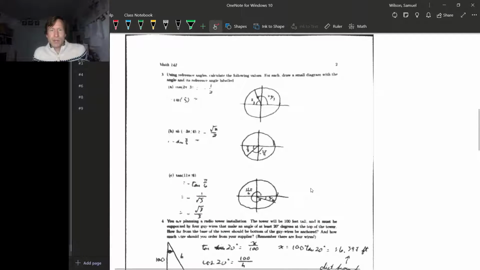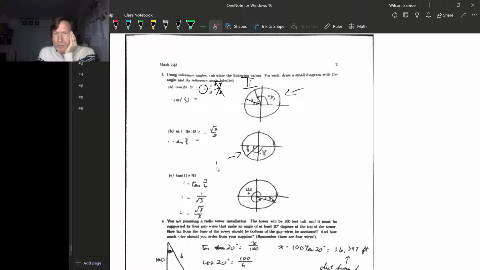On number 3, probably again the biggest mistake was just not checking what quadrant you're in. For all of these, here we're in quadrant 2, but in quadrant 2 cosine is negative. So we need a minus sign right here. Also, a lot of people wrote root 3 over 2, but that would be if the angle was 5 pi over 6, not 2 pi over 3, so careful there. In this one, we're in quadrant 3, and sine is negative in quadrant 3, and then in this one, we're in quadrant 4, and tangent is negative in quadrant 4. So be sure you're checking what quadrant you're in.